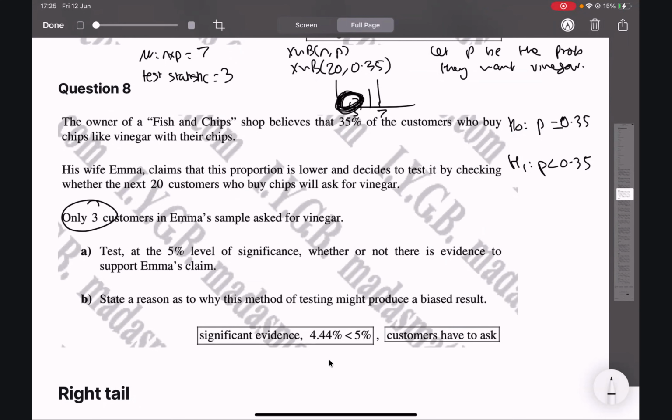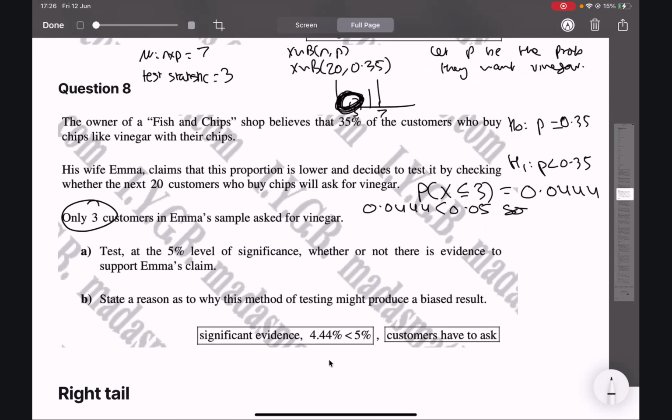Cool. And then we work out this stuff that we highlighted, right? So what are we going to work out? Probability that X is 3 or less. And then we get 0.0444 when we type X as 3 in binomial CD with N as 20 and P as 0.35. And then what do we say? That it's less than 0.05. Cool.